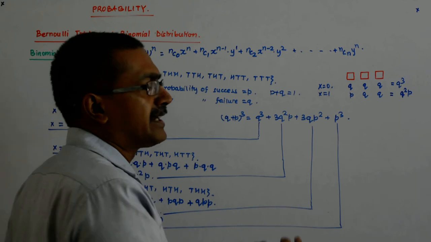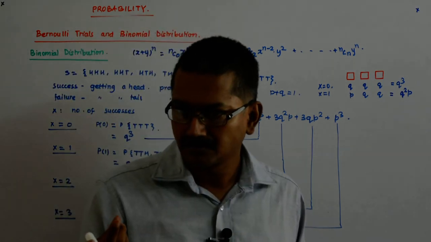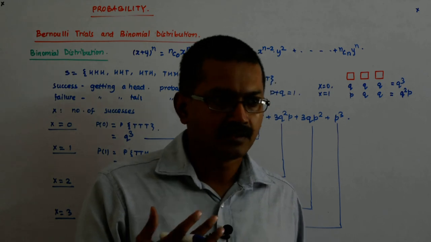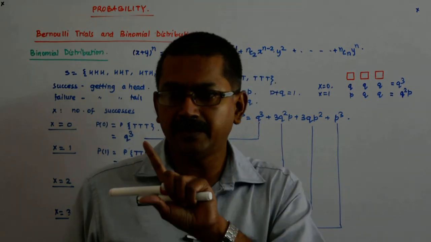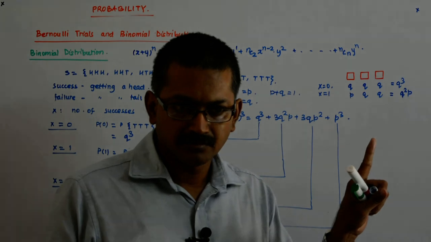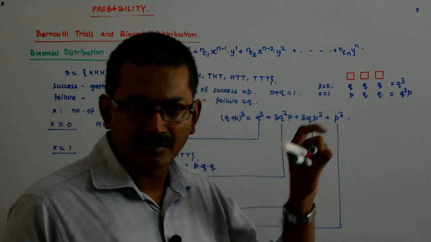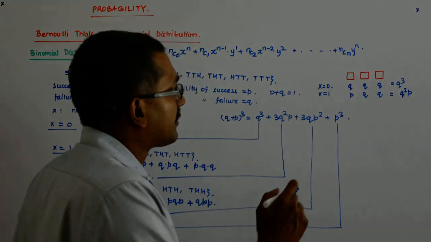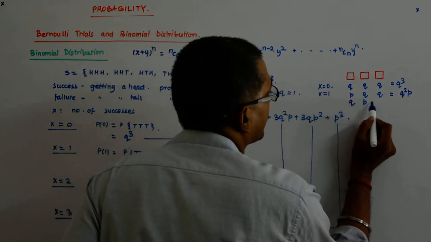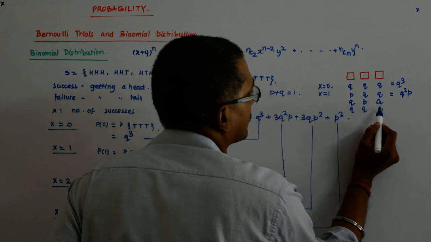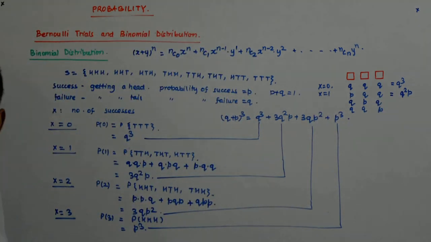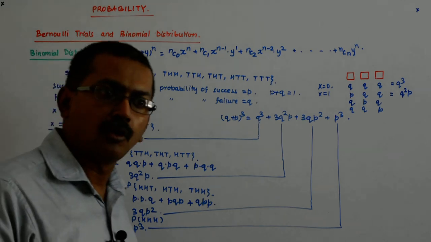But this can be done in three ways. This can be done in 3C1 ways. That means the ways in which I can put a P is 3. I can pick any box and put a P there. So that's why it will become PQQ, QPQ and QQP. It takes into account all these three. If I do it 3C1, it takes into account all those.